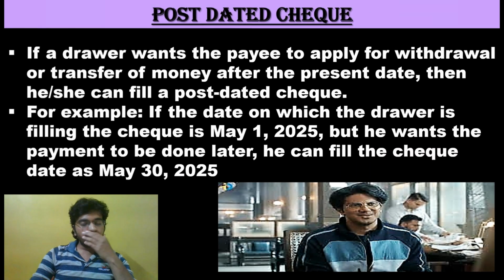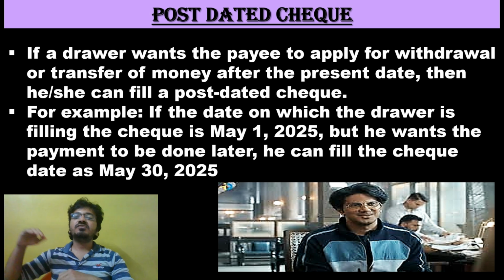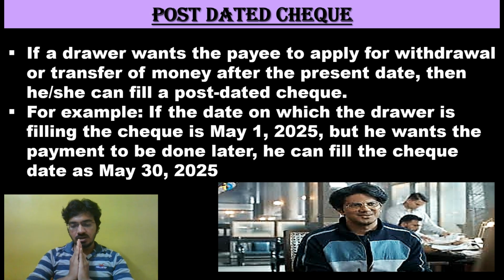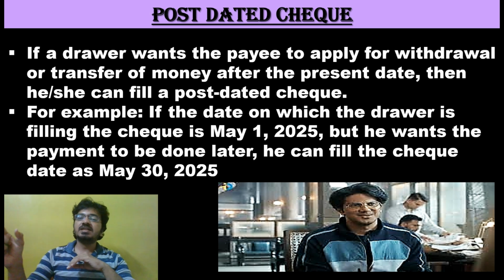And the next one is the post-dated check. As the name implies, post-dated means a future date. Suppose today, assume today's date is May 1, 2025, but you want to give the payment to your friend. So you are writing a check, but you are not mentioning today's date, May 1st. You are writing it as May 30, 2025, which is a future date.